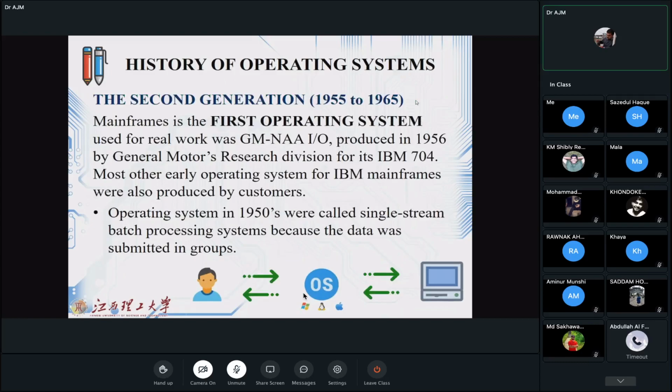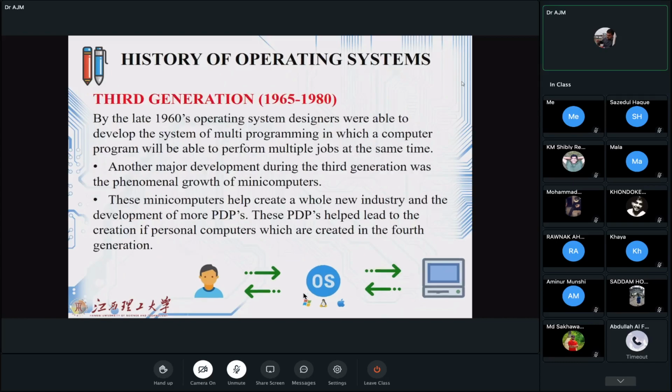But in 1955 to 1965, the mainframe, which is the first generation of operating systems, was used for some real work. That was produced in 1956 by the General Motors Research Division, and they called it the IBM 704. That was, we can say, the initial point when people started using an OS. And operating systems in the 1950s were called single stream batch processing systems because the data was submitted in groups. 1965 to 1980, still none of you was in the world, and I think I came just after 1980, meaning that the history is this old.